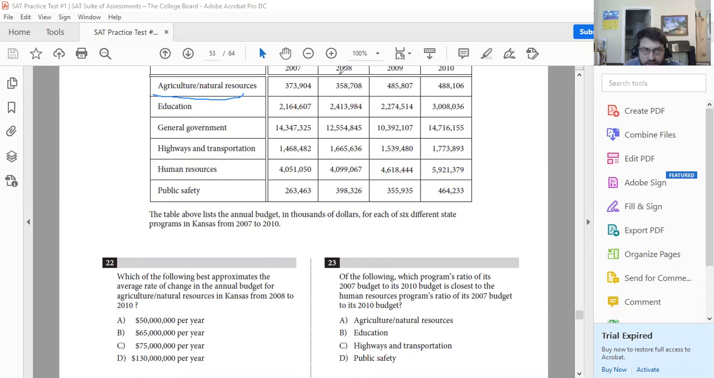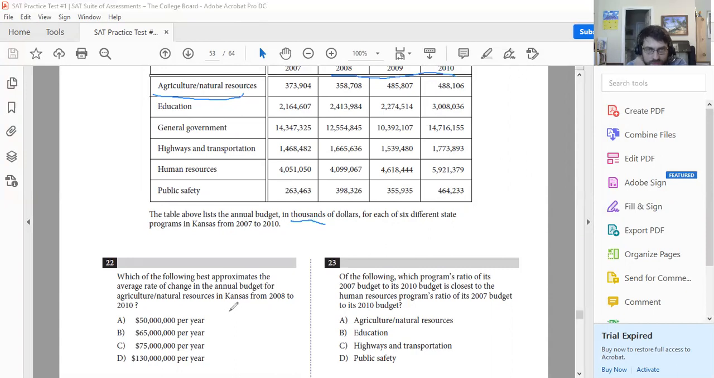From 2008 to 2010. The average rate of change from 2008 to 2010. And we have, again, these are in thousands of dollars, but it looks like that's not a problem because all these answers are in the same units. They're all in the millions, which is thousands of thousands.